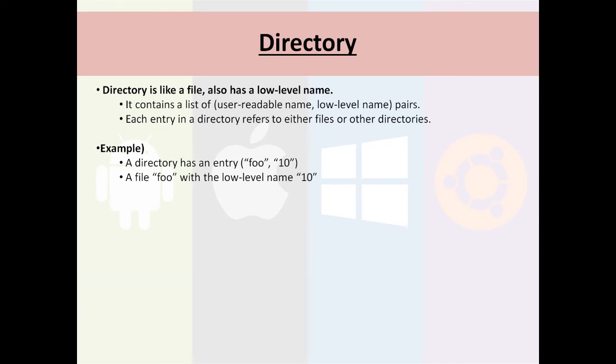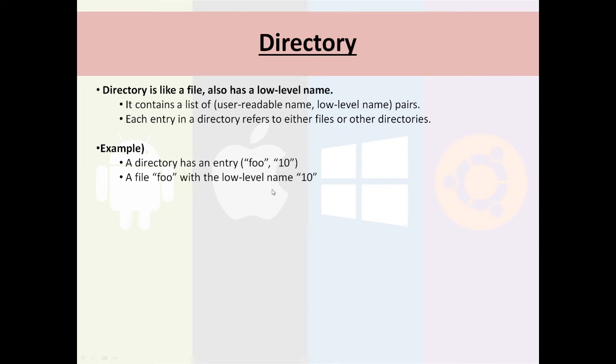So the second abstraction is that of a directory. A directory, like a file, also has a low-level name, so it has its own inode number, but its contents are quite specific. It contains a list of user-readable name, low-level name pairs. Okay, so what does this mean? Well, let's say, for example, there is a file with a low-level name of 10, so basically an inode number of 10, okay? And it is referred to by the user-readable name of foo. So foo would be the file name that you would see normally, and 10 is the inode number. So the directory contains a list of pairs like this.